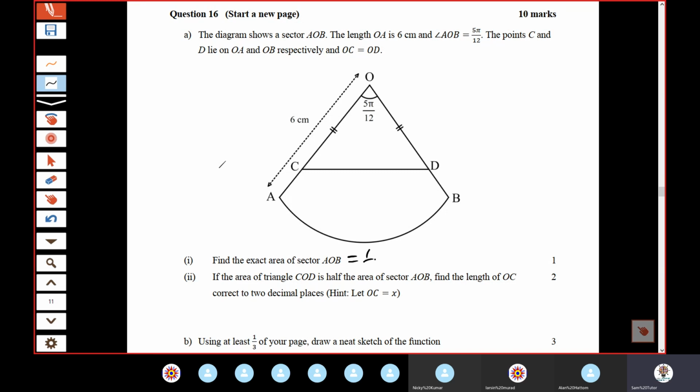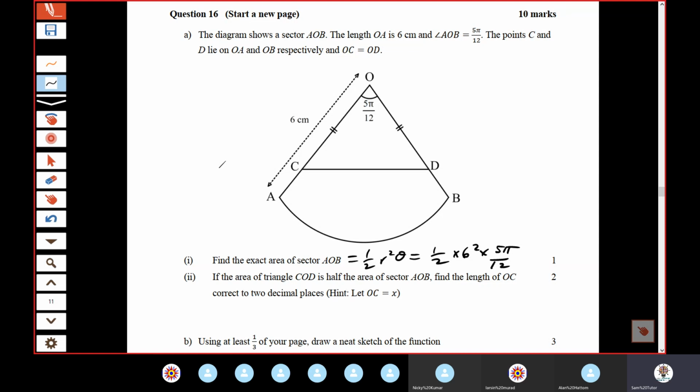Exact area, the formula is half r squared theta if you want to use that one. Then it's very easy. 6 squared times 5 pi on 12. So that was really easy. If the area of the triangle COD is half of the area of the sector AOB, find the length of OC correct to 2 decimal places.